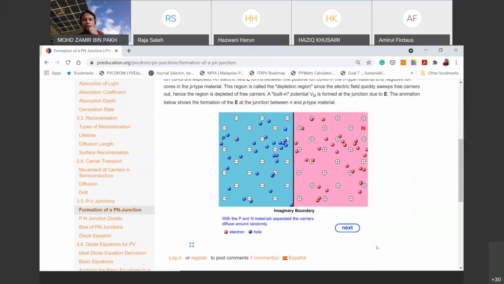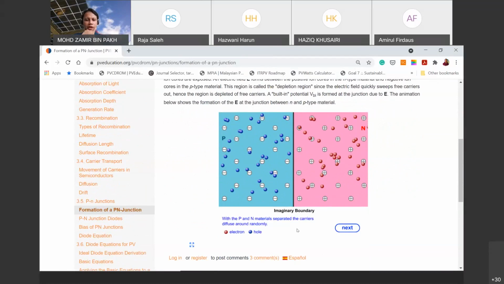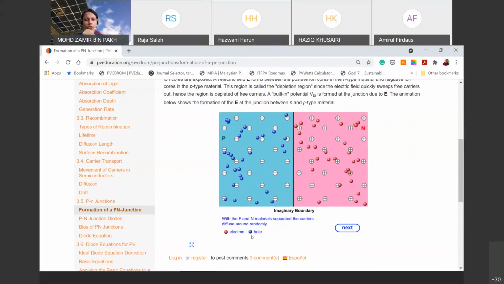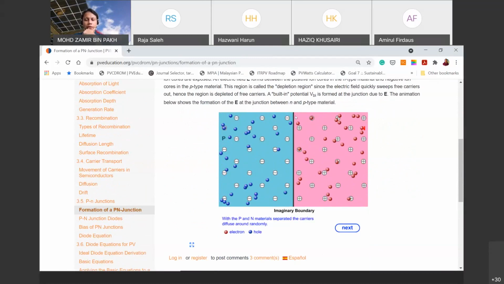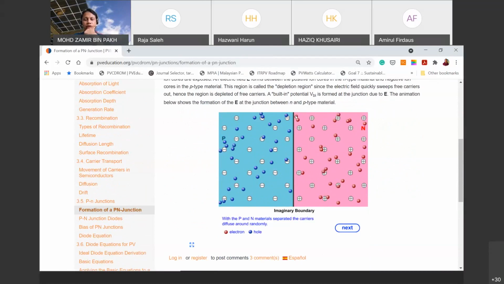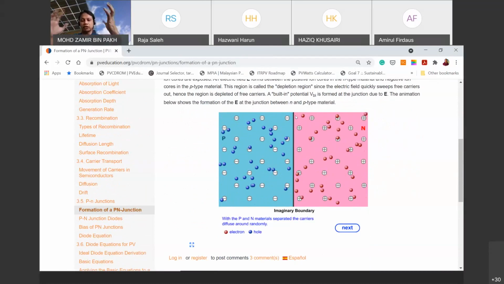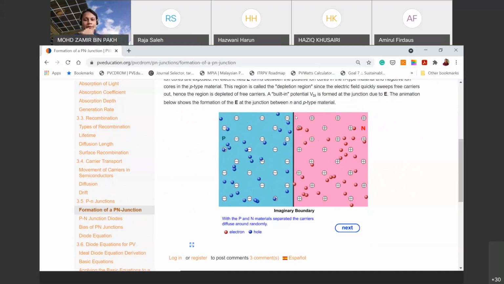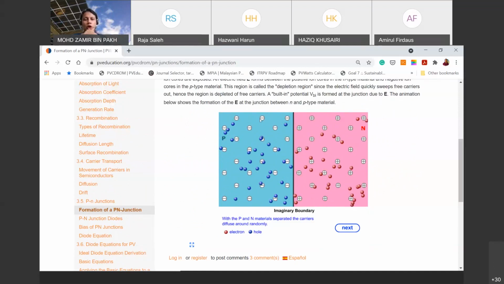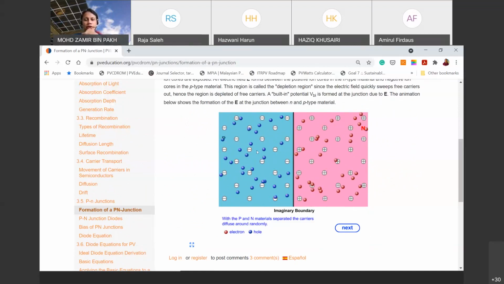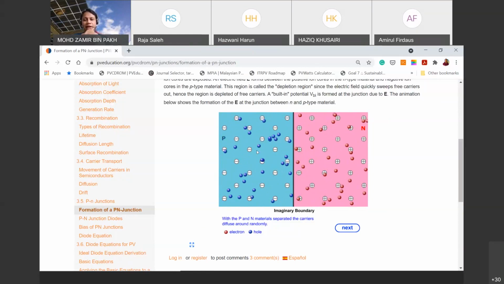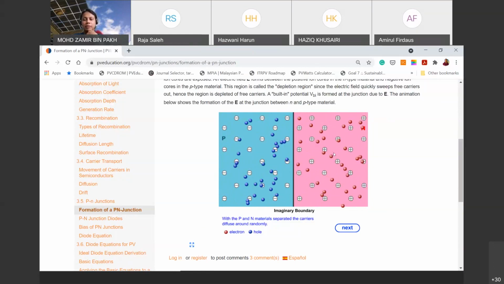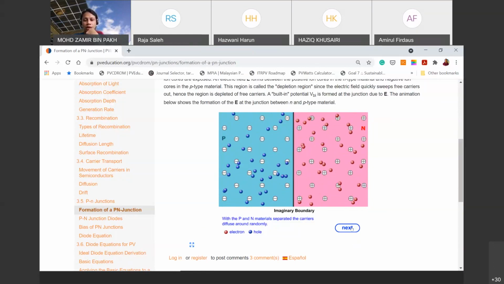With the p-type and n-type material separated, the carriers diffuse around randomly, right? So remember that the boundary, the metallurgical junction here, is imaginary in nature. It's not like a physical junction, but an imaginary border, if you like. Holes are the majority carriers on the p side, the left hand side, and electrons, the red ones, are the majority carriers in the n-type material on the right.